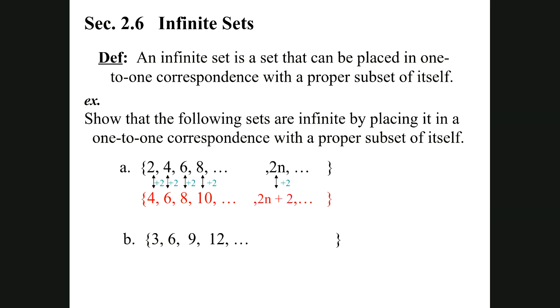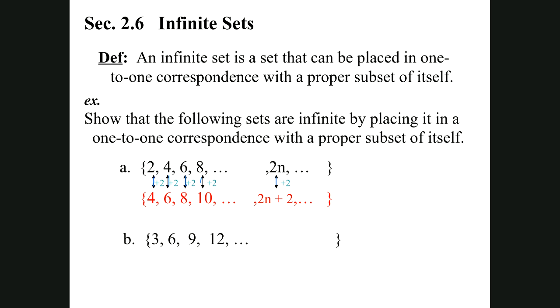And we're done. We have just shown that the following set is infinite. How? Because we placed it in a one-to-one correspondence with a proper subset of itself. We took out the first term, and we're still able to create this one-to-one correspondence, and there are no terms left over in either set. It's got to be infinite. We're done.